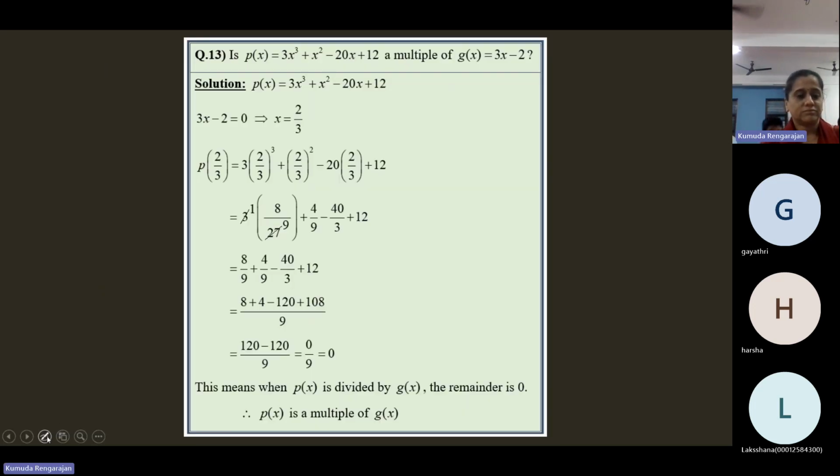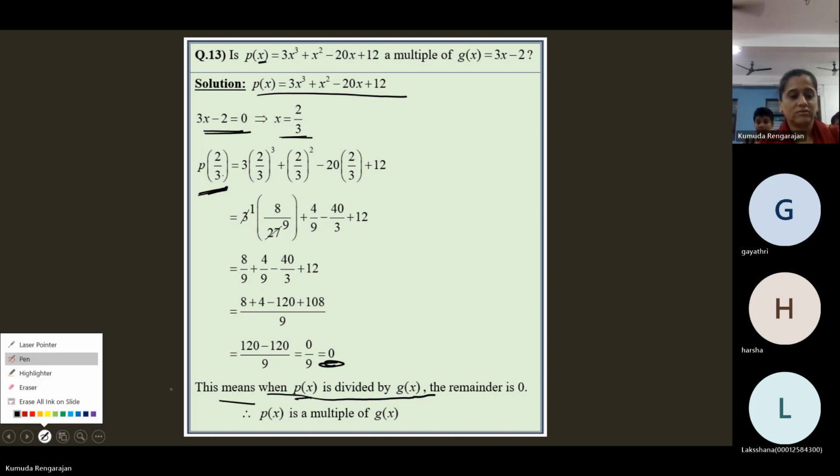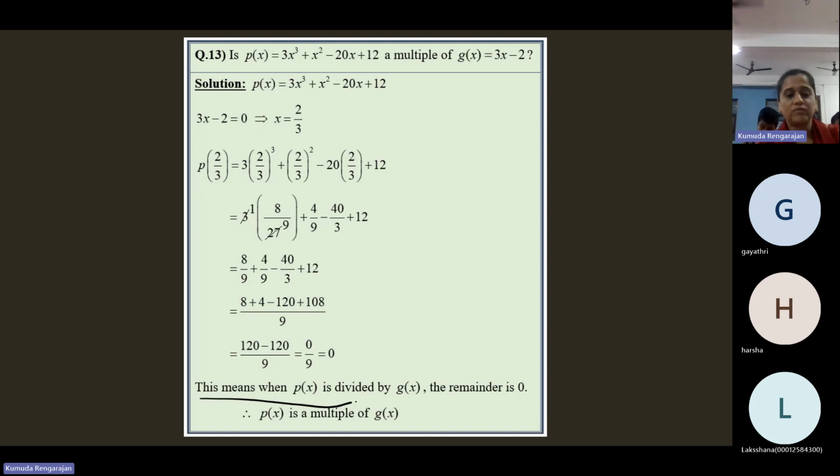See here. This is the dividend polynomial. Equate the divisor to 0 and you get x is equal to 2 by 3. Find P of 2 by 3. In the dividend polynomial, in place of x, use 2 by 3 and find P of 2 by 3. So when you work that out, you get 0. So this means when P of x is divided by G of x, the remainder is 0. Therefore, P of x is a multiple of G of x.